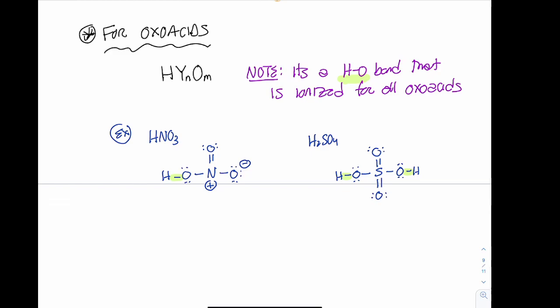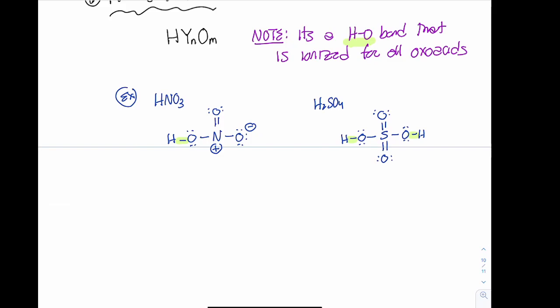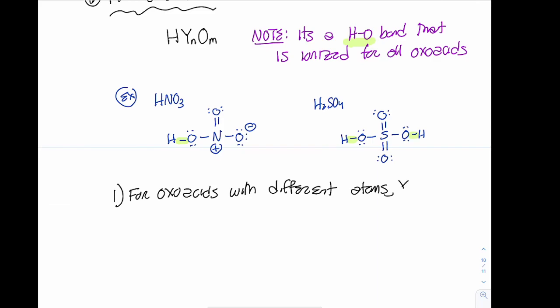So some trends for us. Oxo acids that have different central atoms but the same number of oxygens. So our first trend for oxo acids is with different atoms Y. Nitrogen here is my Y in this case. Here it's sulfur. So different electronegative atoms that aren't oxygen, different atoms Y. A different central atom if you want to think about it that way.